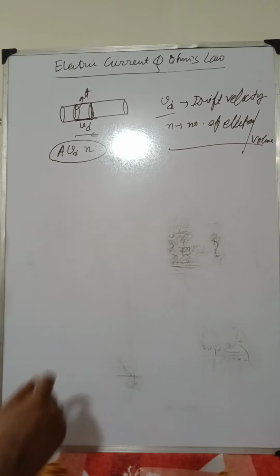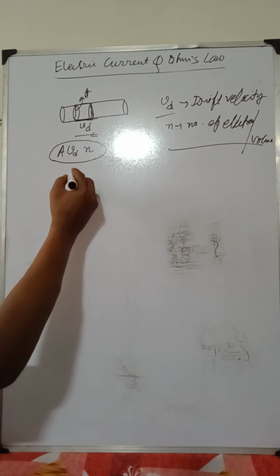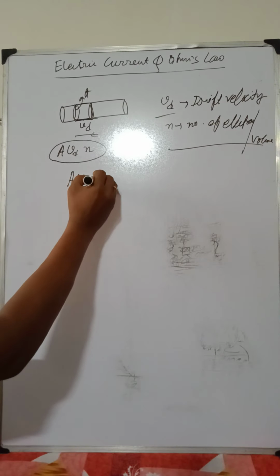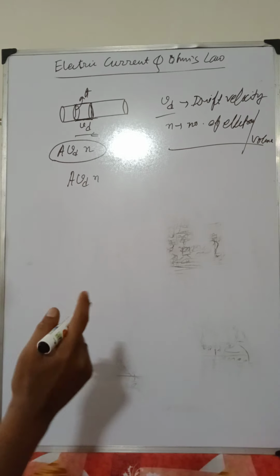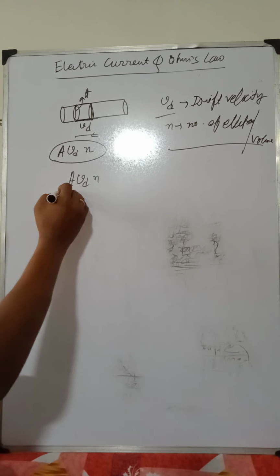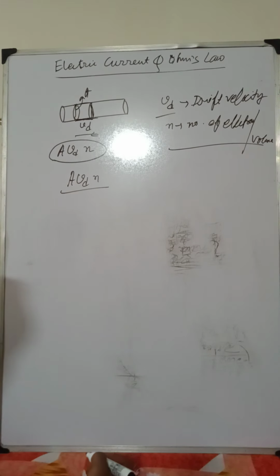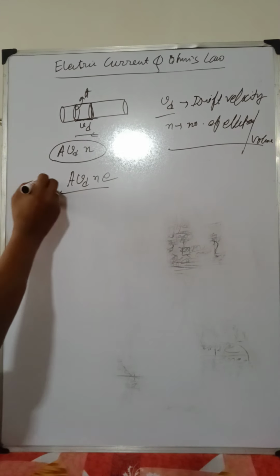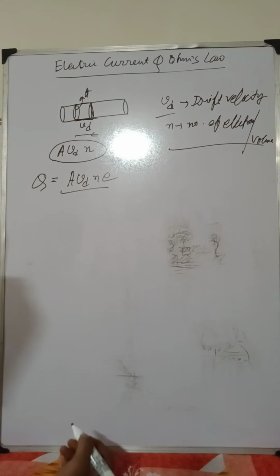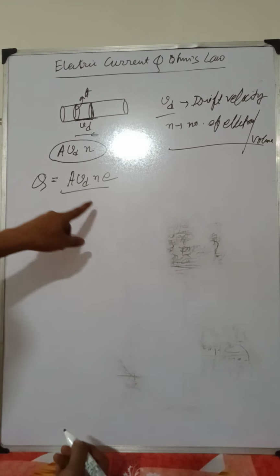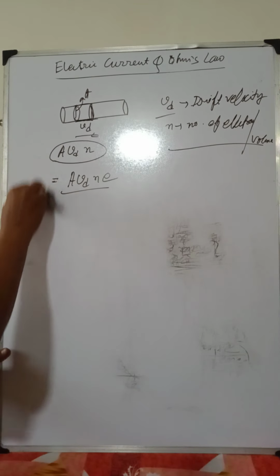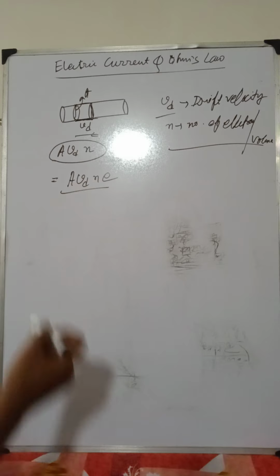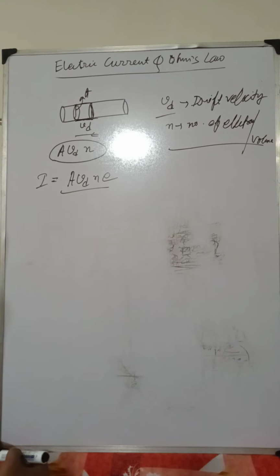So how much charge crosses this area A? This is the number of electrons. The charge of a single electron is E. So if there are A Vd N electrons, the total charge will be A Vd N into E. This is the total charge flowing in 1 second. That is called current. Understood or not?